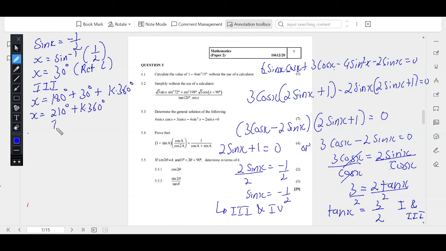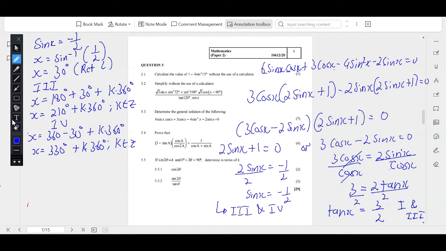And then number four, we have x is equals to 360 minus the reference angle again of 30 degrees plus k360. Now our solution for this one is 330 degrees plus k360. And then don't forget to mention where k is an element of integers, right? So where k is an element of integers, always when you are done. Then we are done with the solutions of sine.